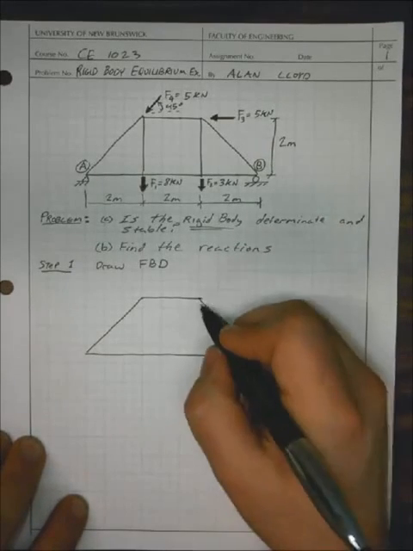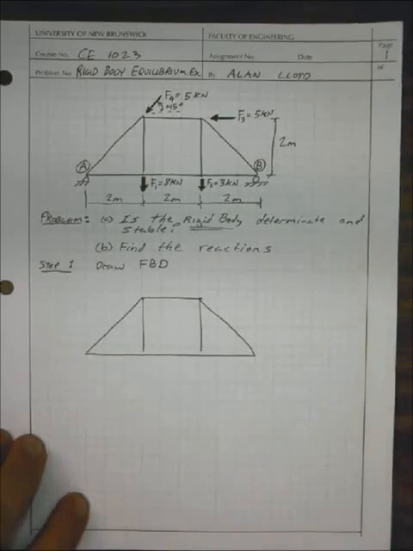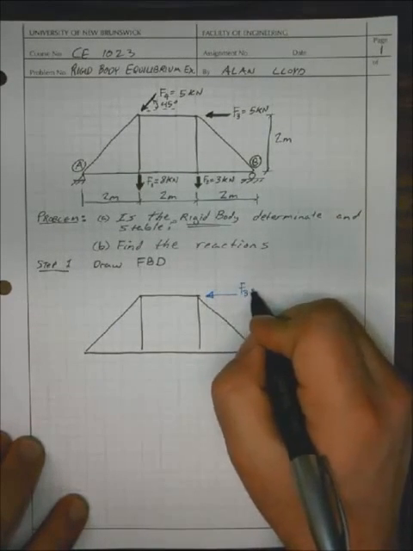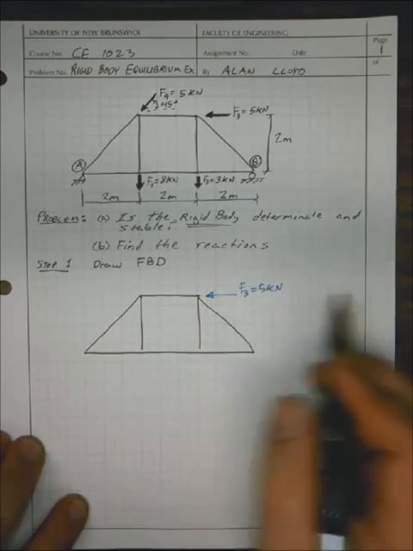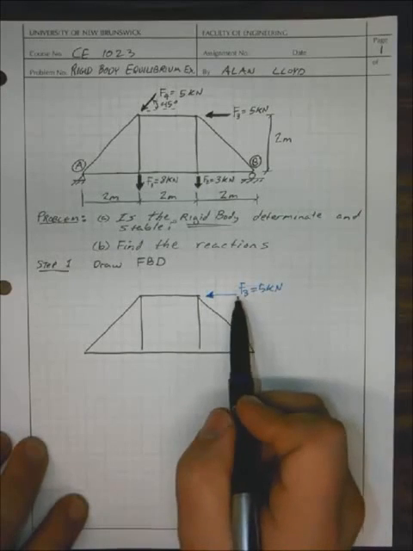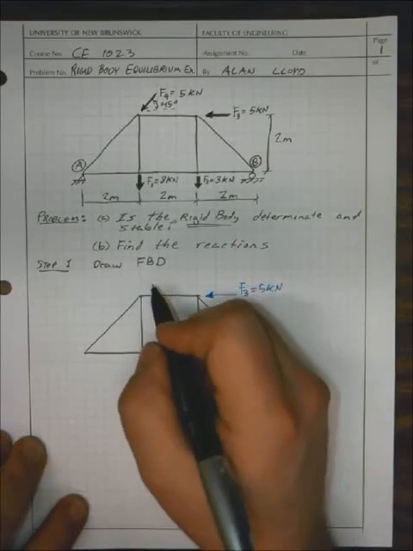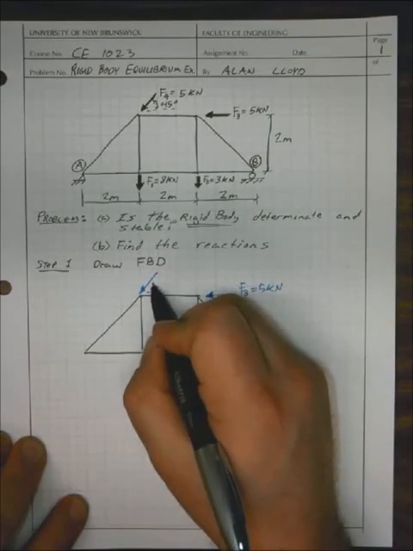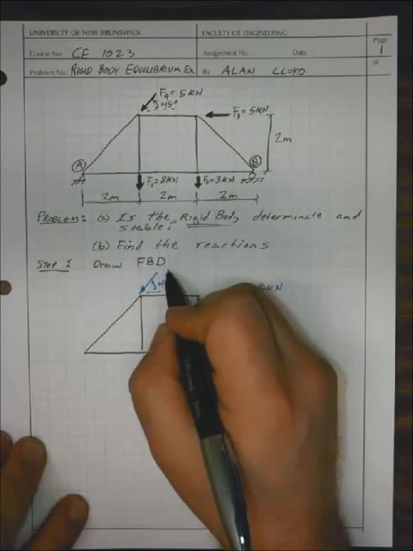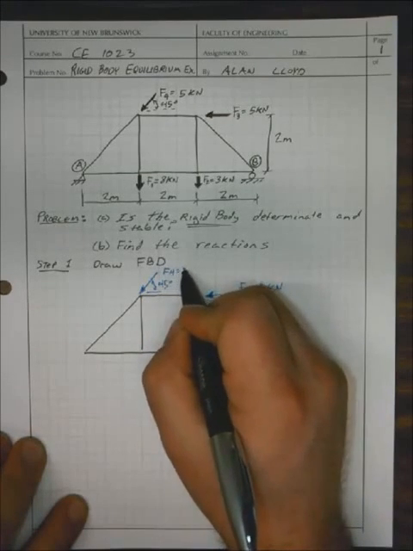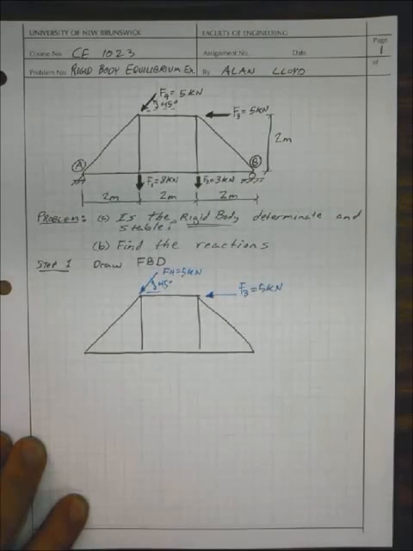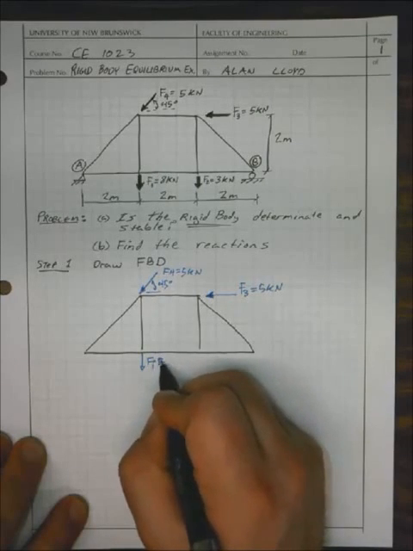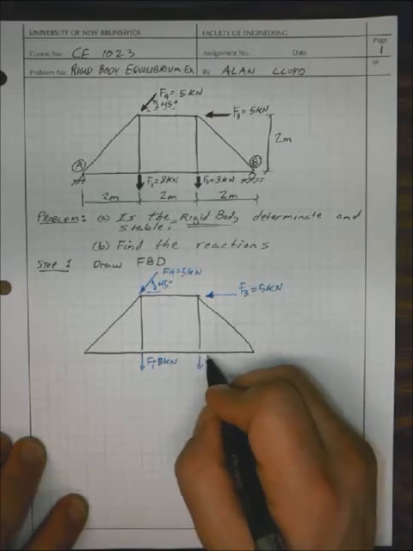We draw in our known force values in the direction that we know them. So we're drawing this F3 force in as a negative force because we know it goes that direction. F4 goes at a 45-degree angle to the horizontal. F1 acts downwards, and F2 also acts downwards.